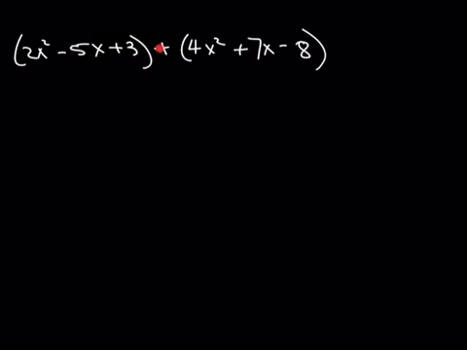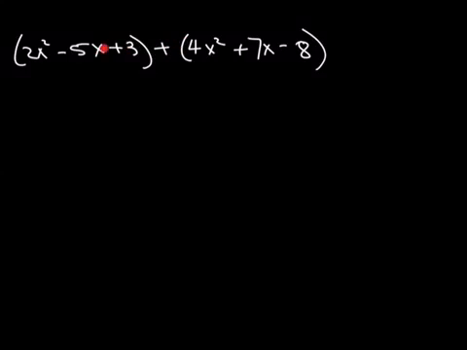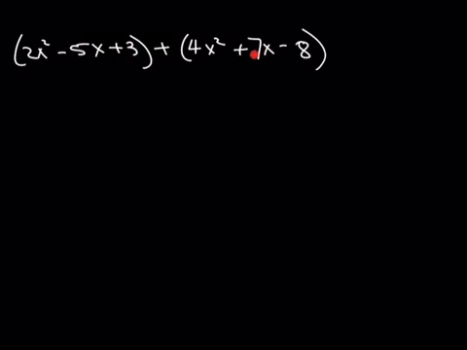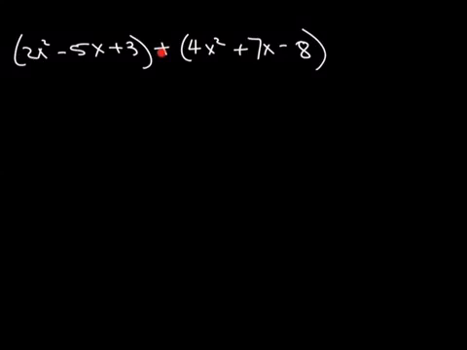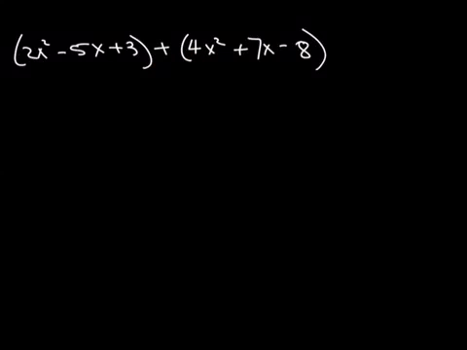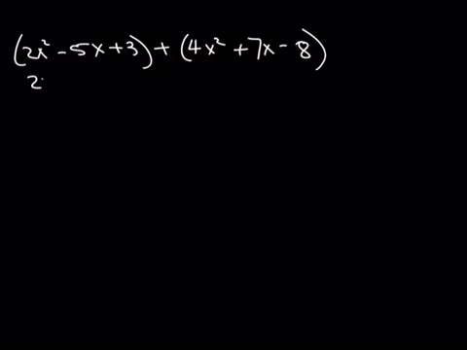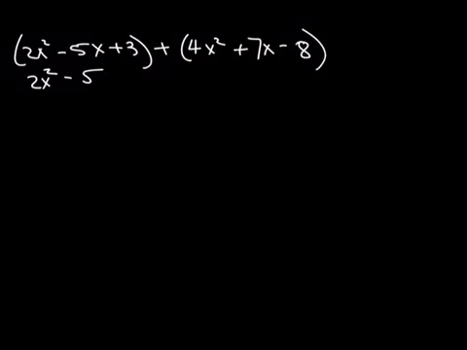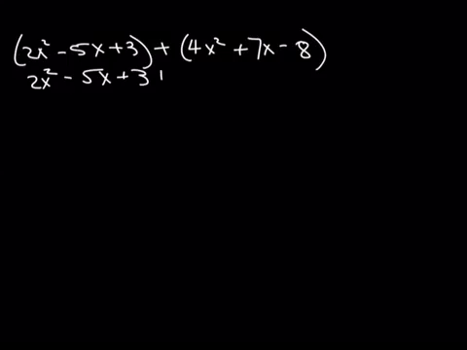All right, so because there's a plus sign here, we can take the parentheses off and it doesn't do anything. If this were a minus sign, we couldn't take this set of parentheses off until we changed the sign of everything inside. Then we can take it off. All right, so we've got 2x squared minus 5x plus 3.